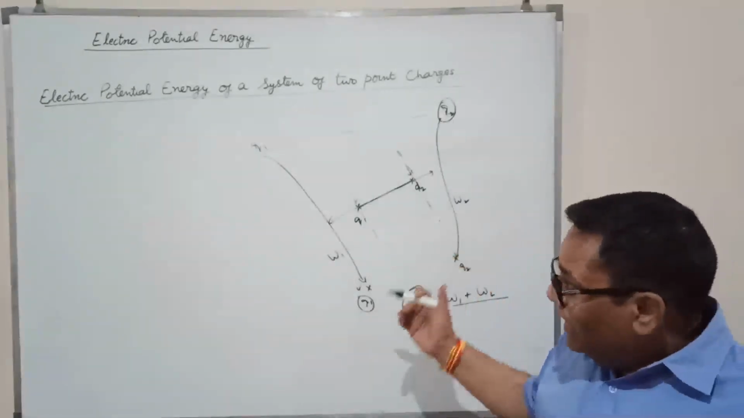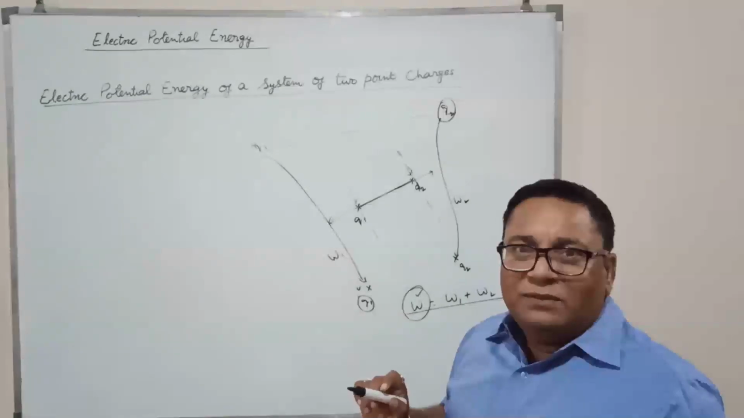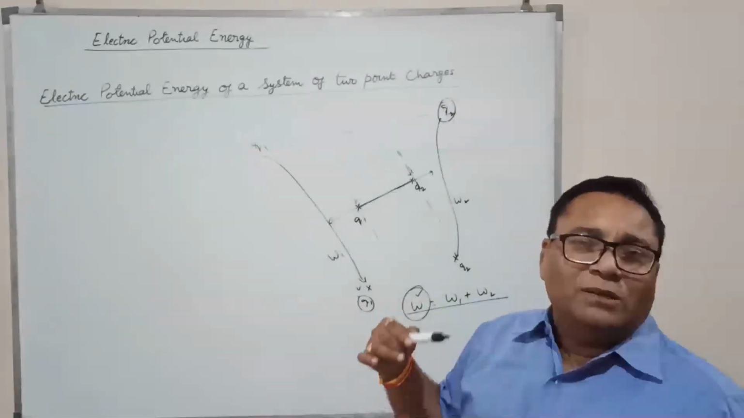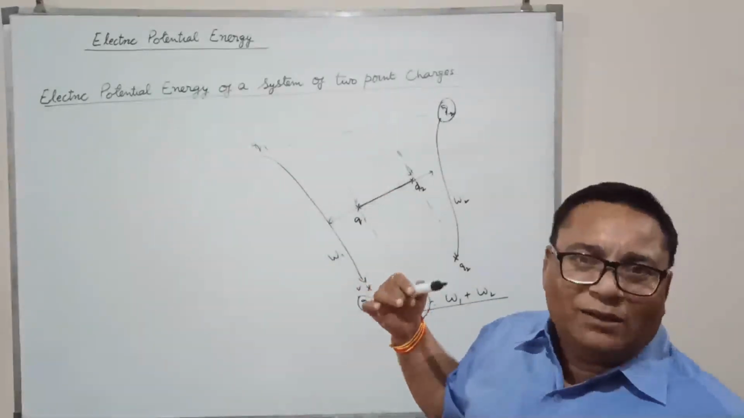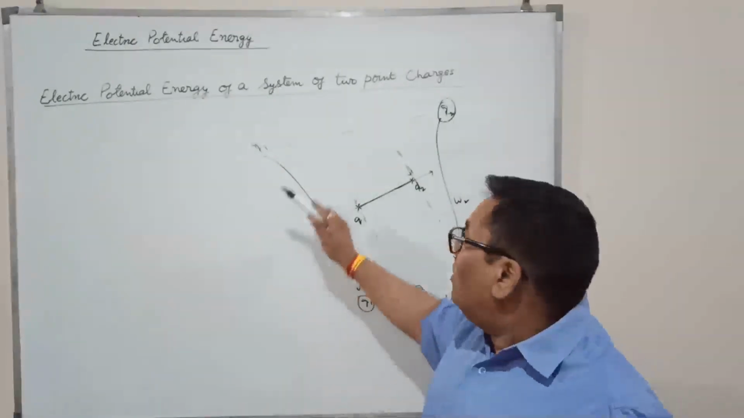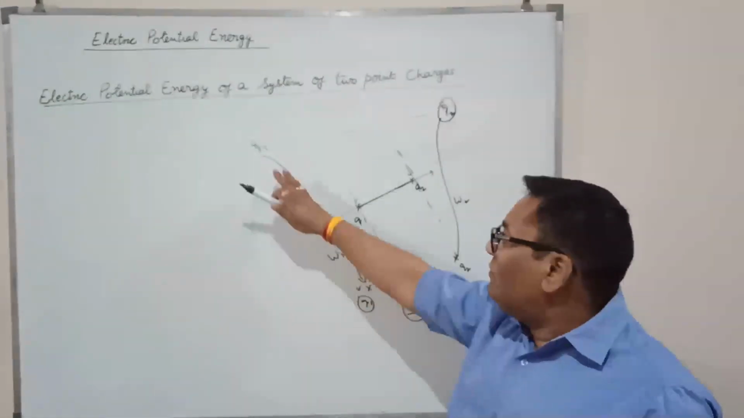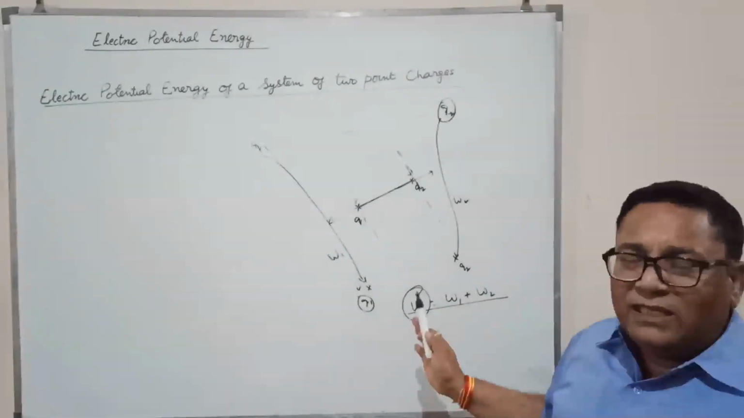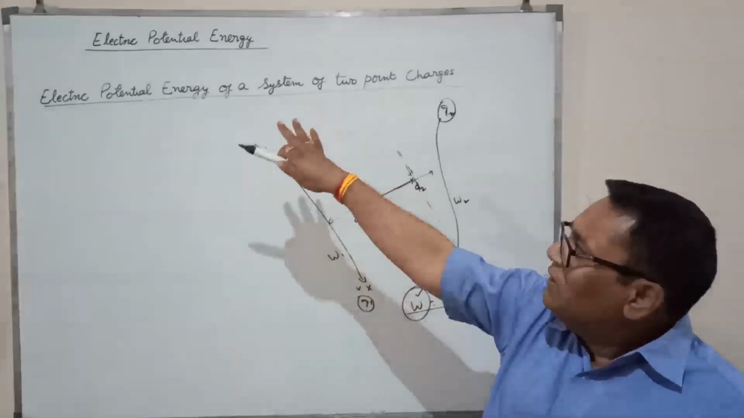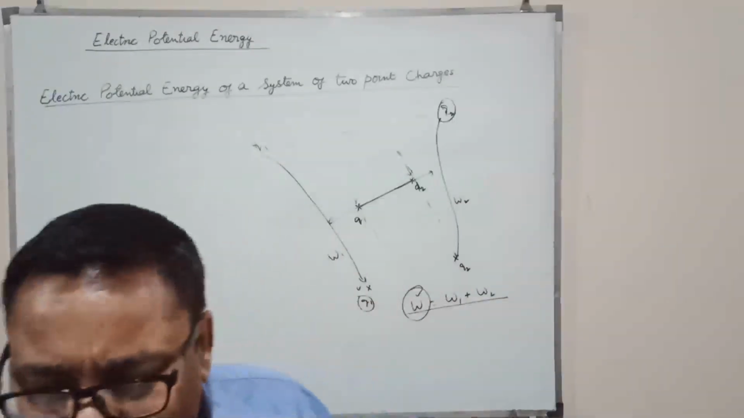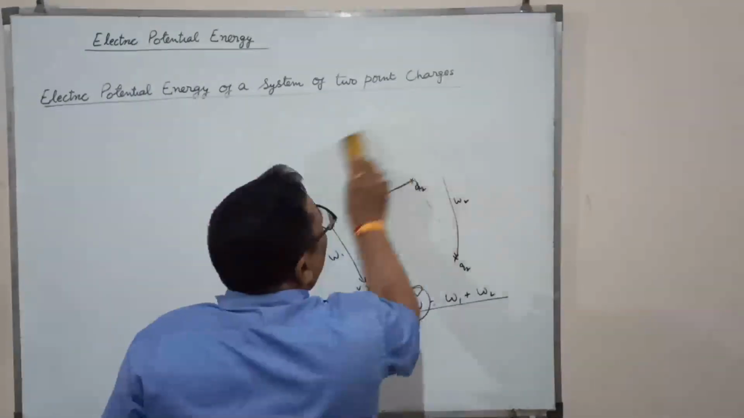Clear? Now, what is electric potential energy? It is the energy required to assemble a system of charged particles and it can be calculated as the total work done required to bring all the charges from infinitely large separation to their respective positions. This work done is stored in the form of electric potential energy. Clear? Now we calculate the electric potential energy for a system of two charged particles.